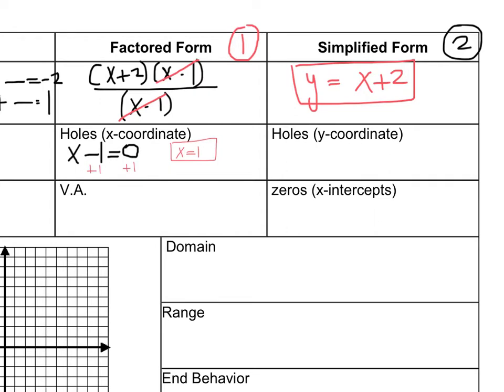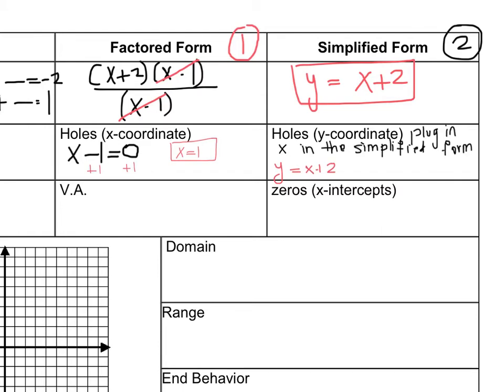Now we have to find the y. How do you find the y? You plug in. So write that down so you would remember. Plug in the x that you just found in the simplified form. So what's the simplified form that I just got? I cancel out x minus 1, so I'm only left with x plus 2. So y equals x plus 2.